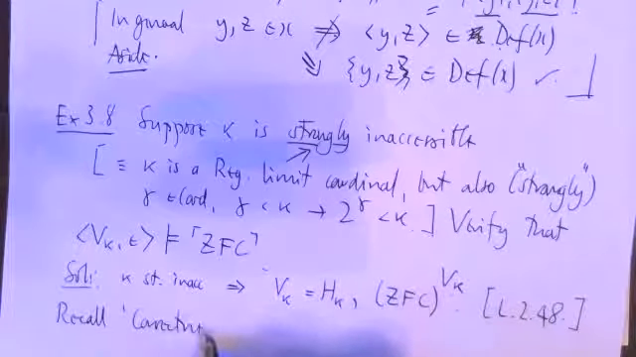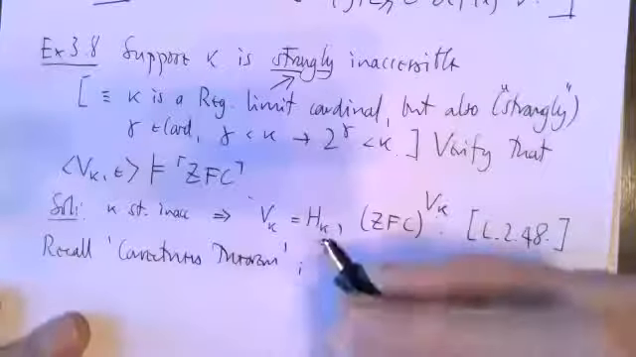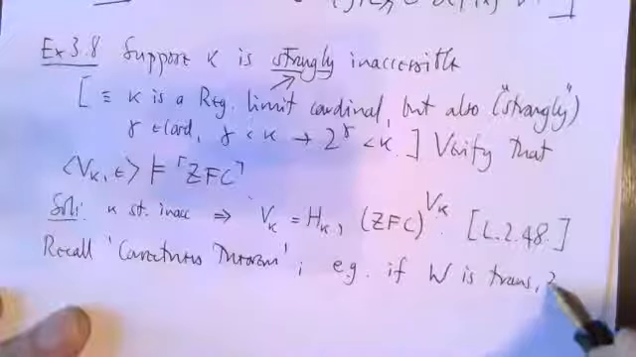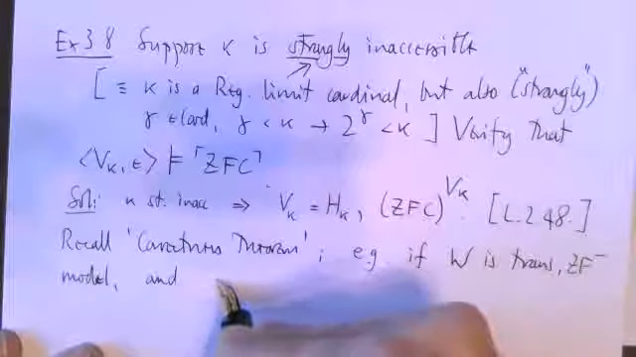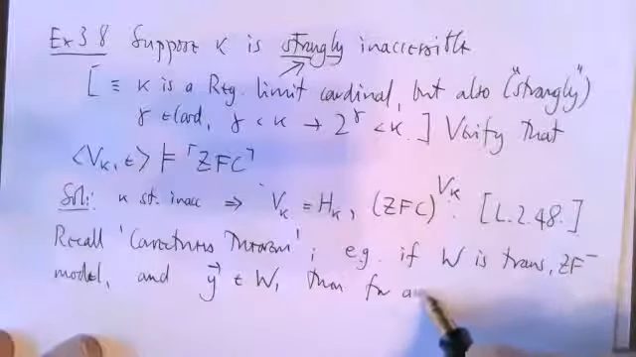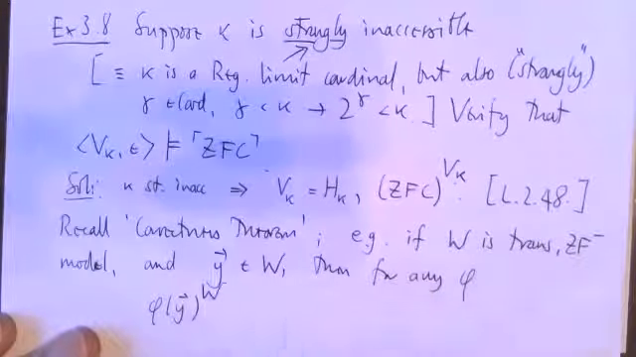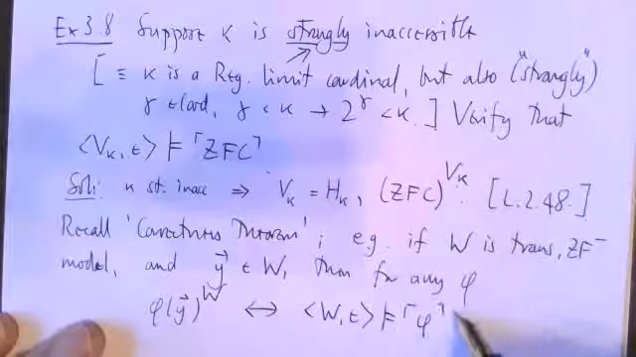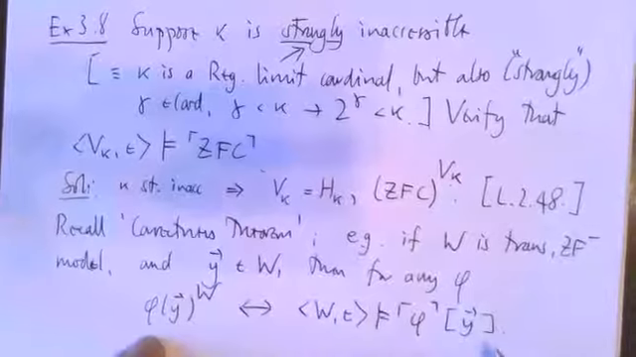So recall the correctness theorem. If W is a transitive ZF minus model, and maybe I've got some gadgets inside W, then for any formula phi, if I relativize the formula to W, this is true if and only if that assignment makes the formula true in W. So this is what related those two different kinds of meaning that we had.